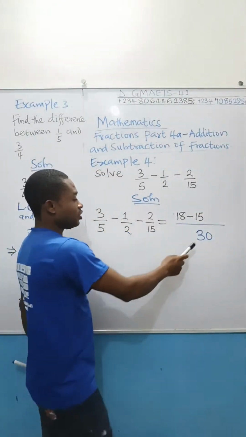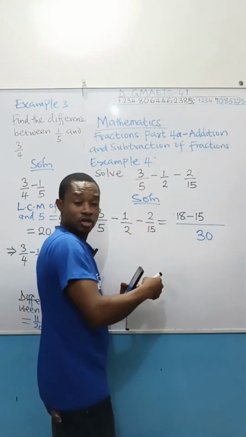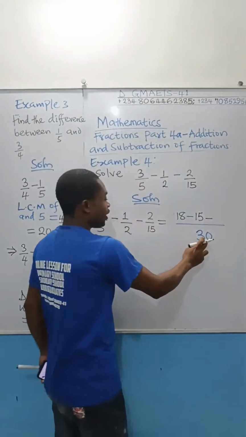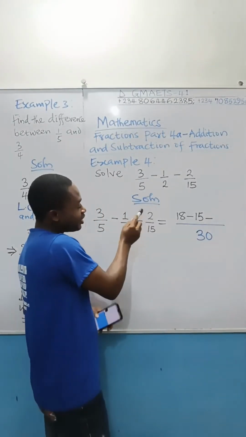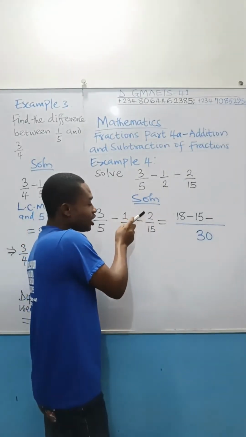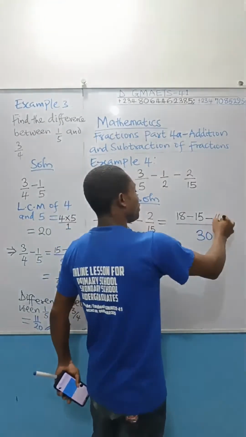And then finally, 30, bring it here. Before you move to this last fraction, you have minus, so you fix your minus there. 30, bring it up here with your mind, and then divide that 30 by this 15. 30 divided by 15 will give you 2. 2 times 2 is 4. So you write your 4 here.